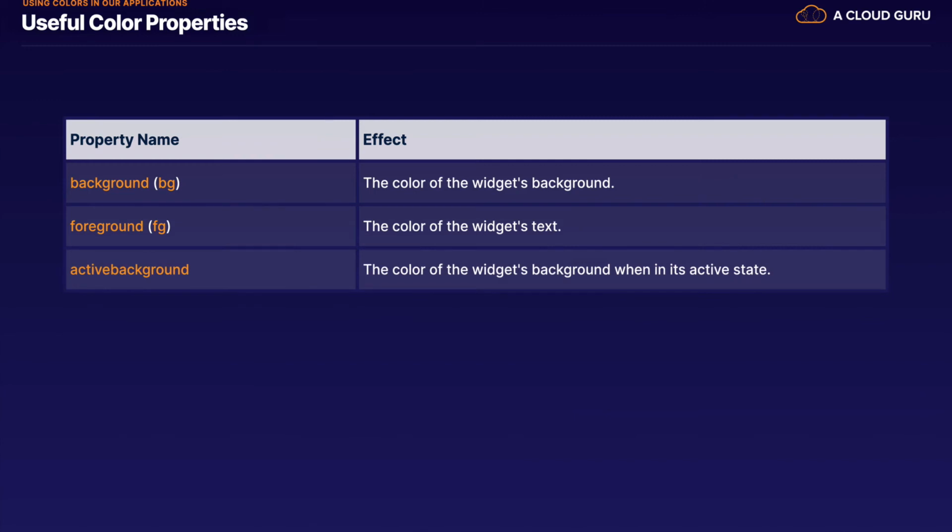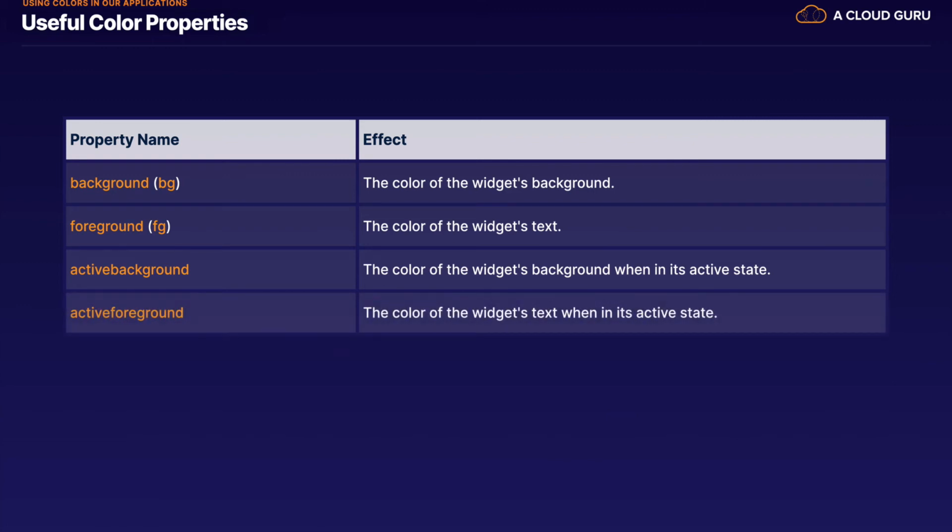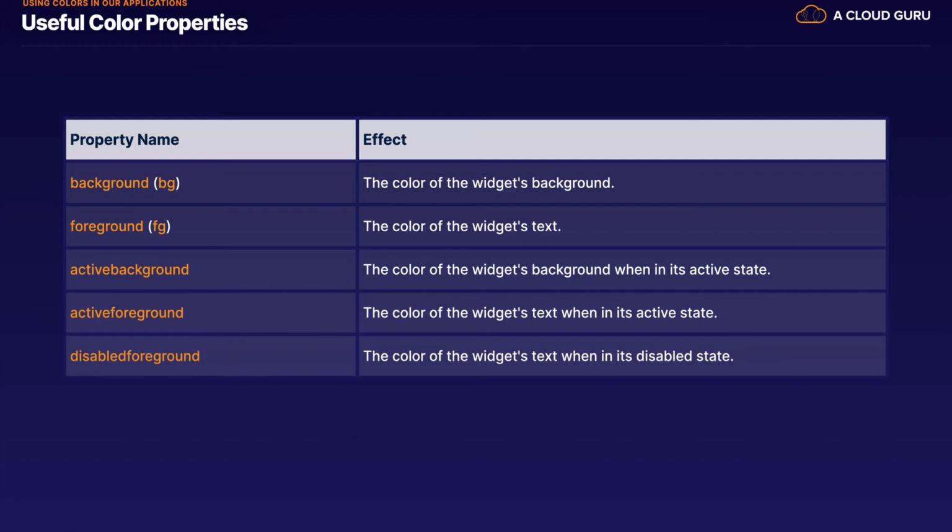Active background is going to be the background when the widget is in the active state. Same thing for foreground. It's going to be the color of the text when it's in the active state. And then you also have the situation where you have a widget that is disabled. In that case, you can also customize the text color by using the disabled foreground.